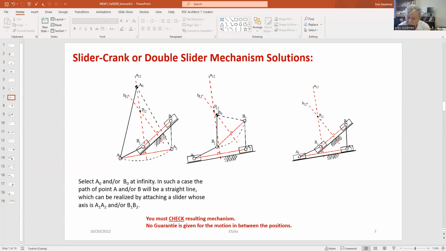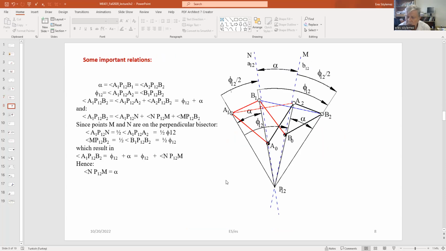Again, let me repeat, you must check your motion. There is no guarantee for the motion in between the two positions. And the transmission angle can be terrible. For example, in a case like this, where this coupler link is almost perpendicular to the slider axis, you will not be able to move the rigid body.